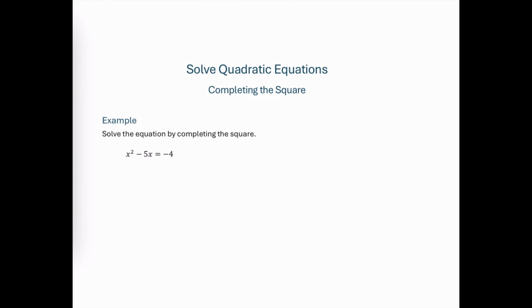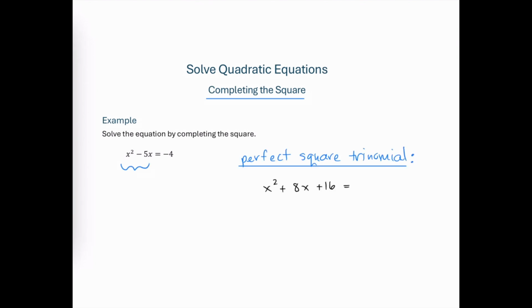To solve this quadratic equation by completing the square, we need to create a perfect square trinomial over here on the left-hand side. A quick example of a perfect square trinomial is x squared plus 8x plus 16, and this is a perfect square trinomial because it factors into the same binomial times itself, which would be in this case x plus 4 times x plus 4, or x plus 4 quantity squared.